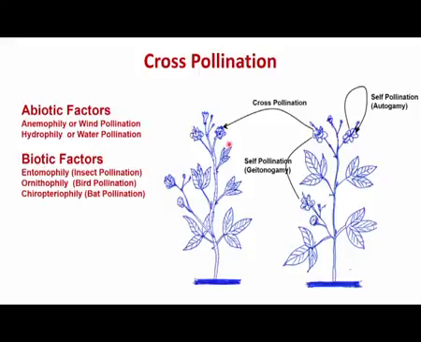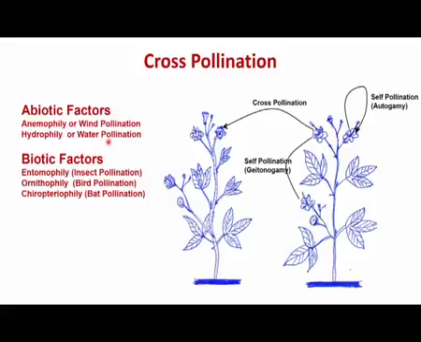And since this carriage involves carriers, there are multiple factors which are important for facilitating cross-pollination. What are these factors? There are abiotic factors and there are biotic factors. The abiotic factor means anemophily or wind pollination, where the wind carries the pollen grains from one flower to another flower, whereas in the case of hydrophily, water carries the pollen grains from one plant to another plant.